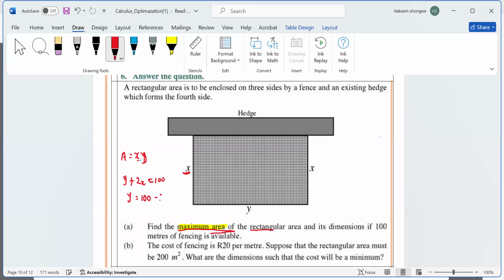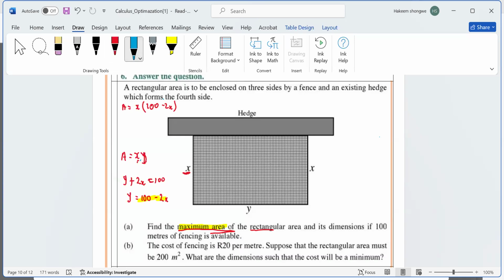You're going to have Y equal to 100 minus 2x. The fence is 100 meters. But when I was doing it, I said x multiplied by y. So look at this then. I'm going to tell them the area is going to be given by x multiplied by, instead of y, 100 minus 2x. So we're going to put 100 minus 2x.